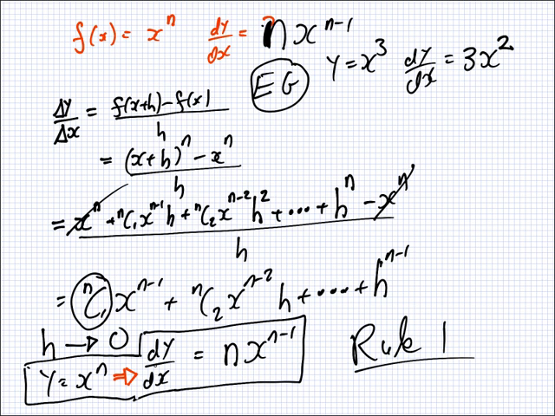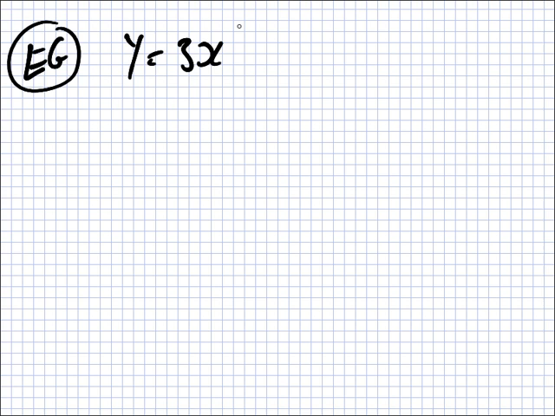Let's go on then. Let's look at some examples with this rule. There's actually many different types of problems you can do with this rule. So we'll do some simple ones first. First example: y equals 3x^7. The derivative here will be 21, 3 times 7, x power 6.